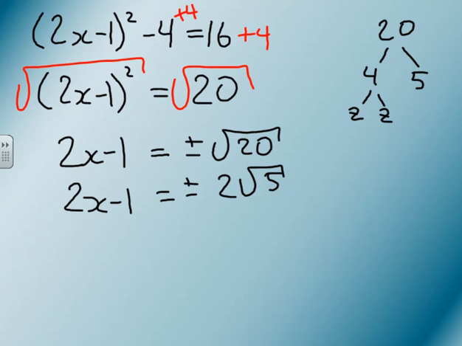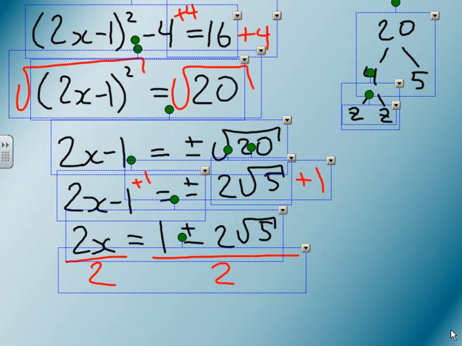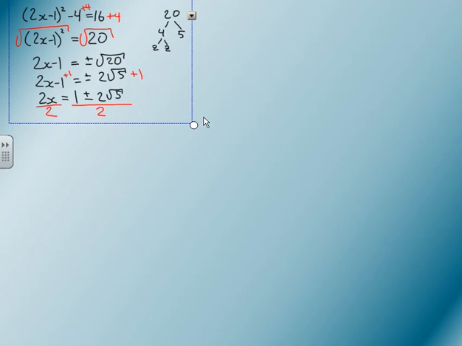Now I'm going to take this 1 over the other side, plus 1, plus 1. I have 2x equals, put the 1 in the front, 1 plus or minus 2 root 5. Get that x all by itself. I divide by 2. I divide this whole thing by 2. Alright. Let's get some of this stuff out of the way. I got some more room to work.